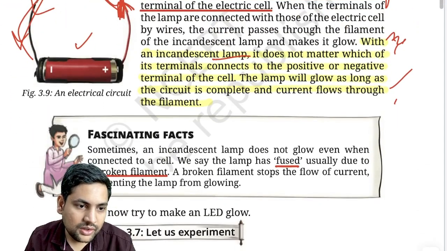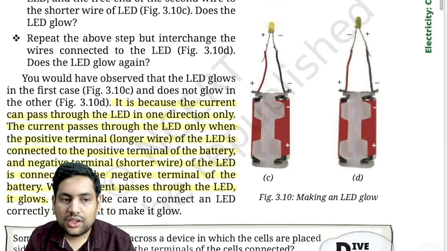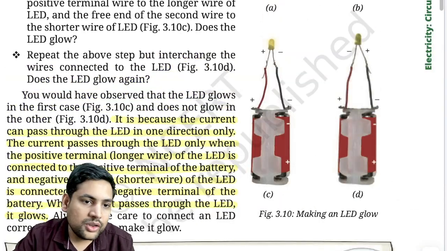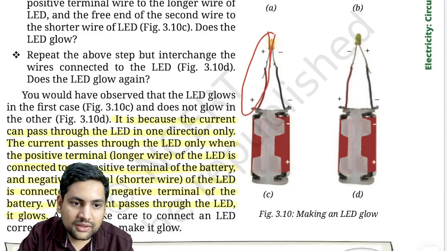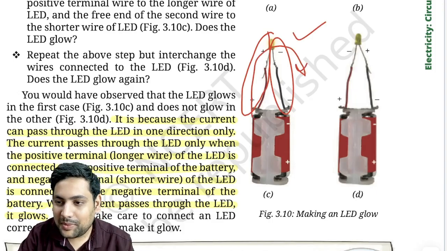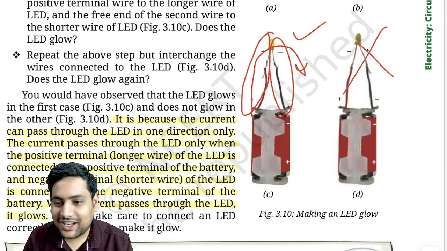But if you talk about LED lamps, because they have positive and negative, the positive must be connected to the positive terminal and the negative must be connected to the negative terminal. Then only there can be flow of electricity, the circuit will be completed, and the bulb will glow. This will not work. Understood?